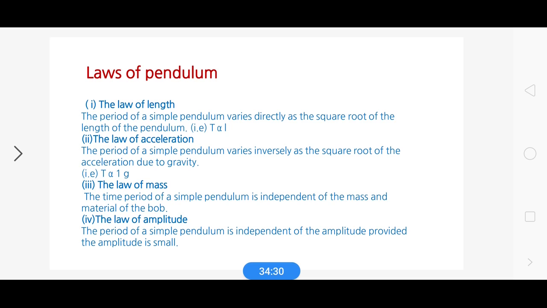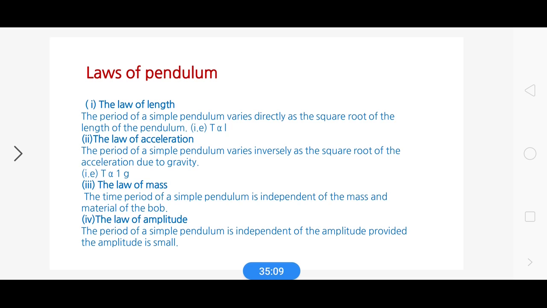The law of mass. The time period of a simple pendulum is independent of the mass and material of the bob. So if we consider one bob and calculate the time period of the simple pendulum, and then we change the material of the bob or the mass of the bob, even the size of the metallic bob, we are not changing the length and we are not changing the position where we are doing this experiment.